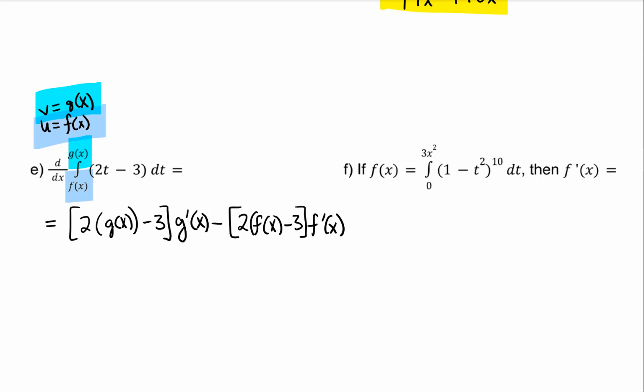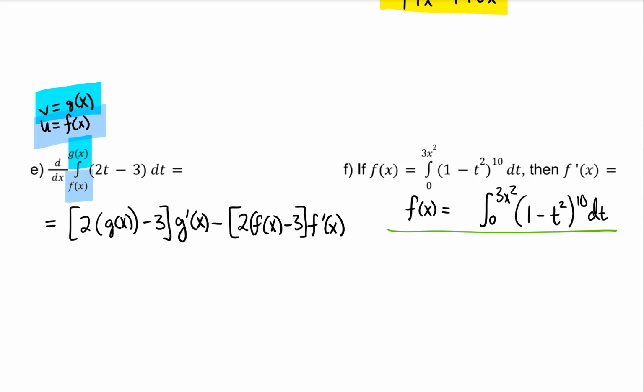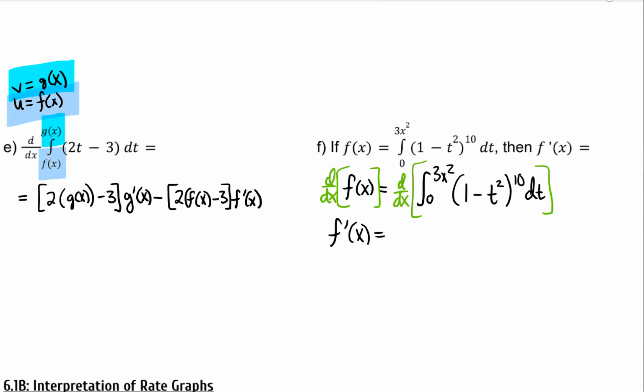If f of x is this, then f prime of x is what? So f of x is equal to this integral. They want f prime, so I would derive both sides of the equation in terms of x. That would mean the left side is f prime of x, and the result from the right side will be our answer. The lower limit is a constant. The upper limit is a function of x.